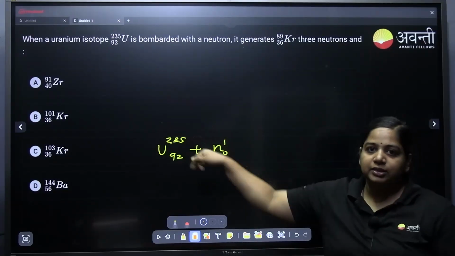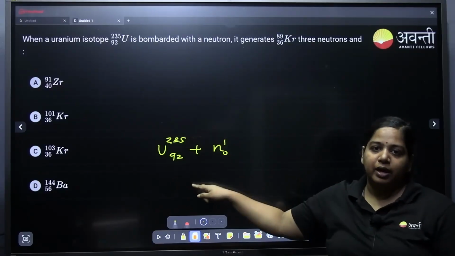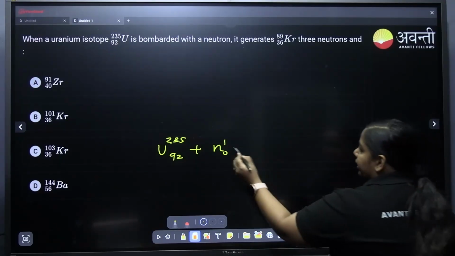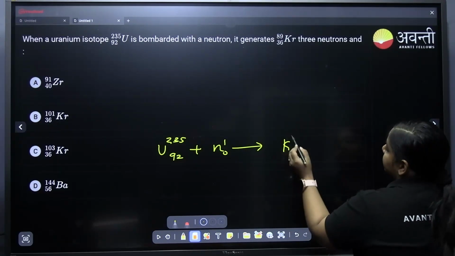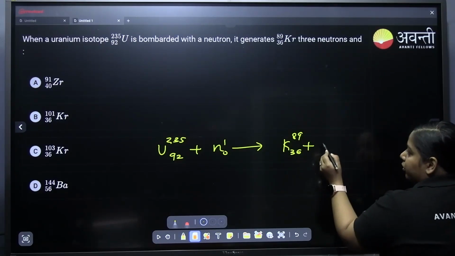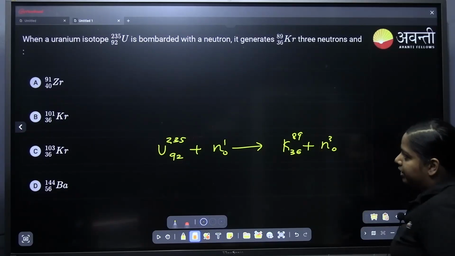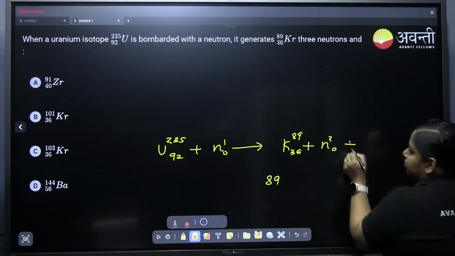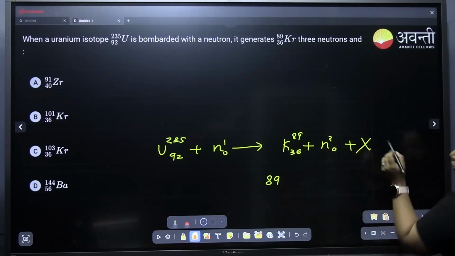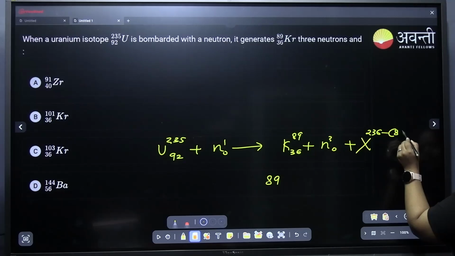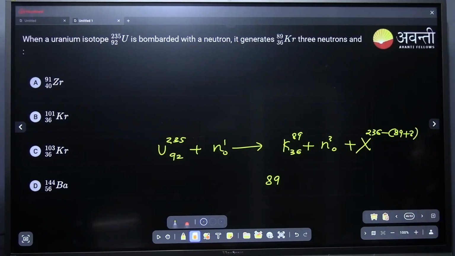So 236 is the total mass number and atomic number is 92. This is converted into krypton, that is 89/36, plus 3 neutrons, so neutron 3, 0. As you add here, this side is 89 plus some x. Here it should be 236 minus 89 plus 3. Okay, mass number should, yes.